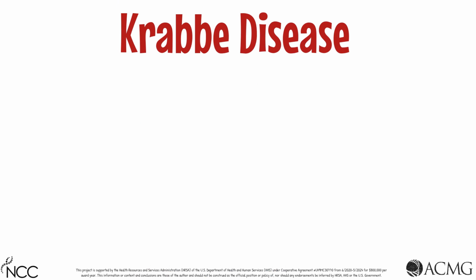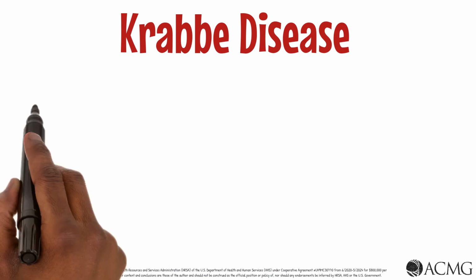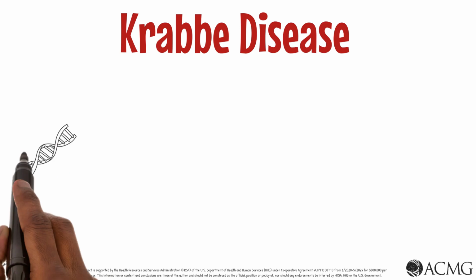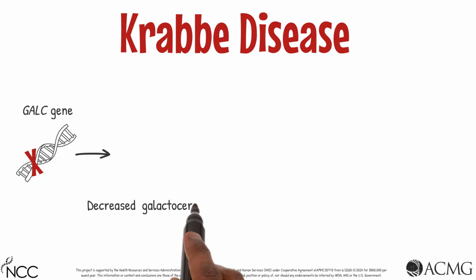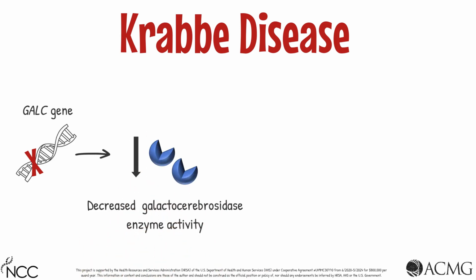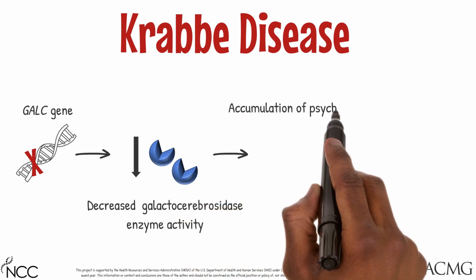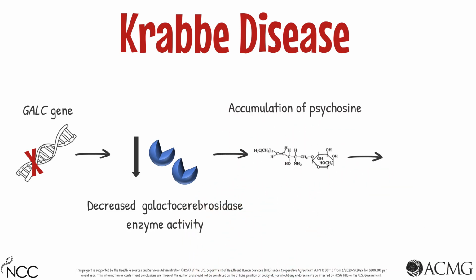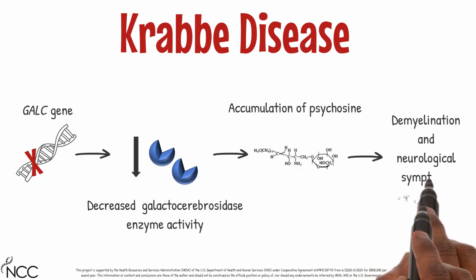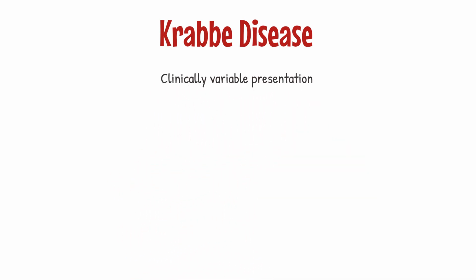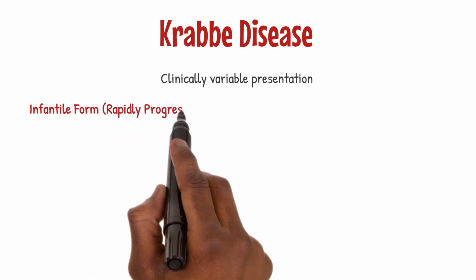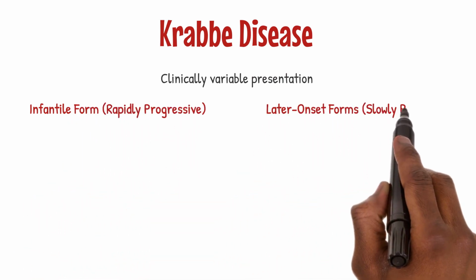Krabbe disease, also known as globoid cell leukodystrophy, is a lysosomal disease caused by pathogenic variants found in the GALC gene, which leads to a decrease in galactocerebrosidase enzyme activity. This decreased activity results in the accumulation of psychosine, which impairs the formation of myelin and leads to severe, life-limiting neurological symptoms. The presentation of Krabbe disease is clinically variable and ranges from a rapidly progressive infantile form to more slowly progressive later onset forms.